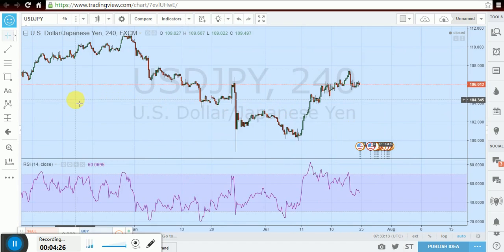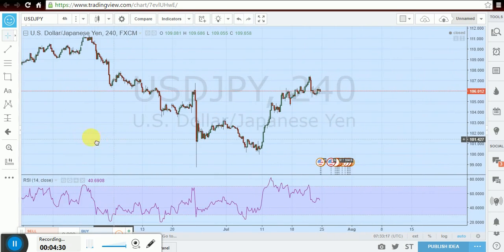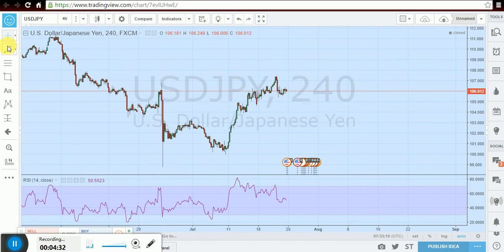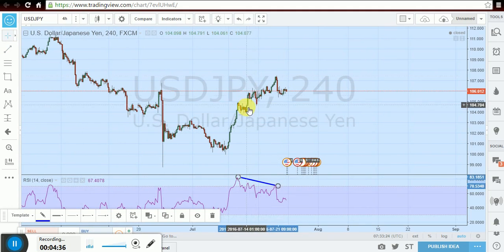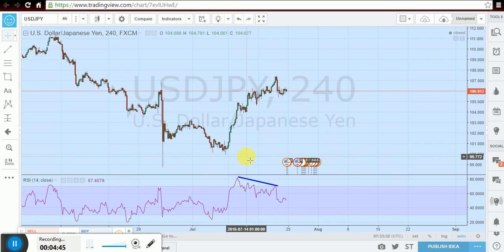So if I bring in my RSI, what can you see? If you know how to read an RSI, what you're going to see here is massive bearish divergence. The market continued to go higher, but the RSI has been showing weakness after we went oversold. So now you're building a few reasons for you to enter this trade.